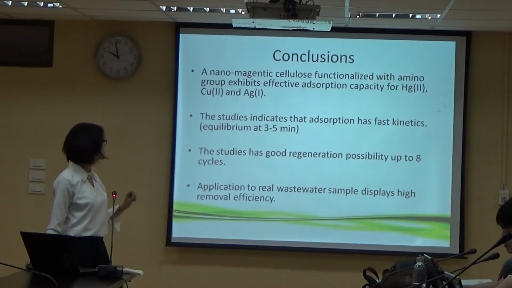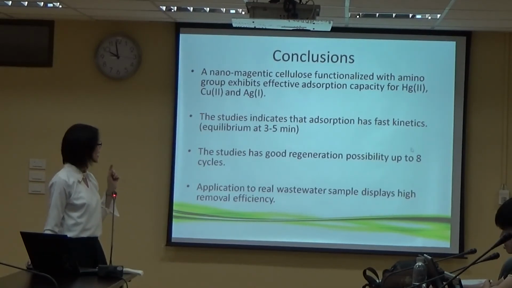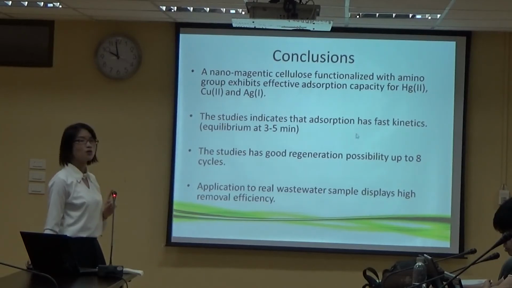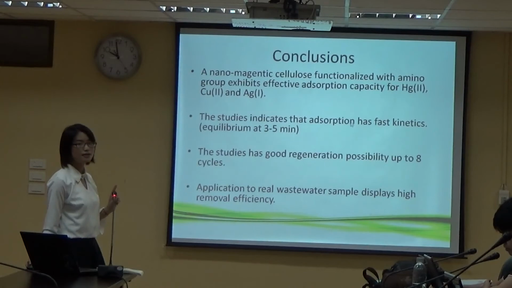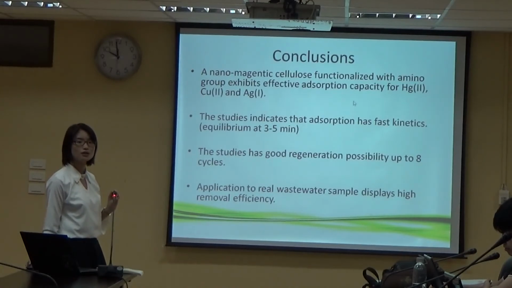So to conclude, this nanomagnetic cellulose exhibits effective adsorption capacity and also has fast kinetics within 3 to 5 minutes, and good regeneration possibilities. And lastly, with its application to real-world industrial wastewater, it is practical and can be a promising technology in the future.